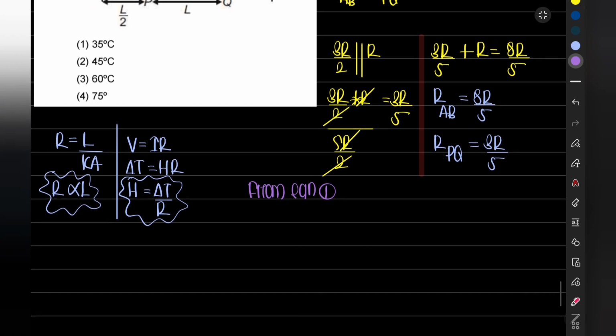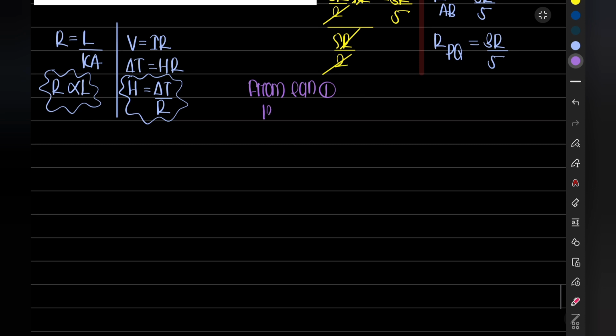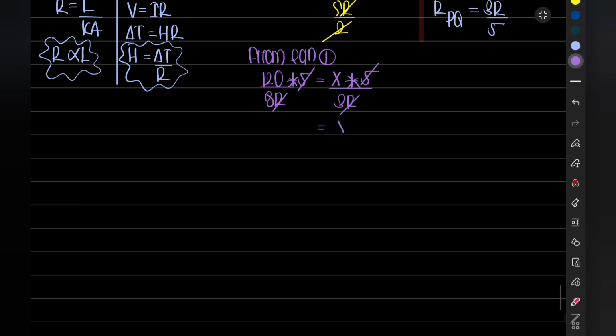Heat current in the AB part is delta T by R. Between A and B they have given the temperature difference of 120. So 120 upon the value of R for AB, how much do we have? It is 8R by 5. Similarly, the temperature difference for the PQ part we don't know, so I am calling it X, into the resistance for the PQ part, how much do we have? 3R by 5.